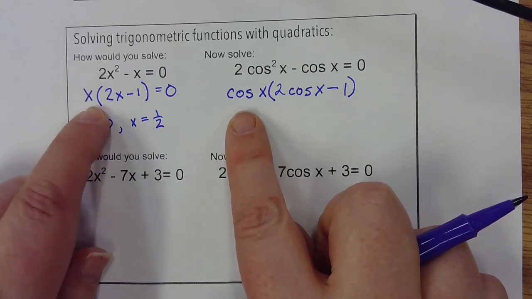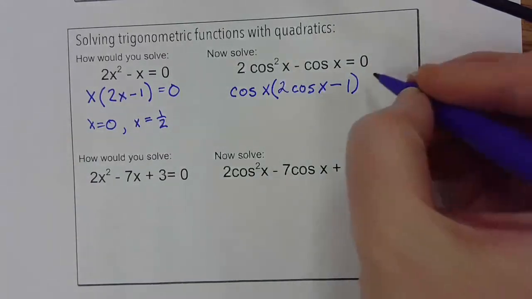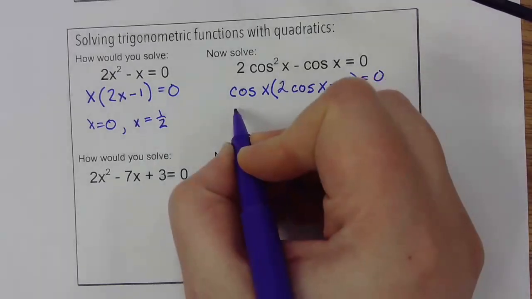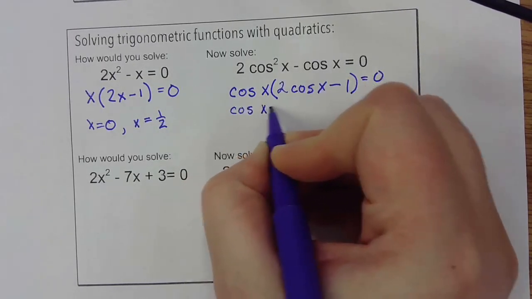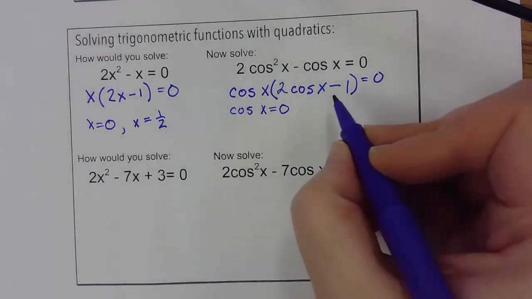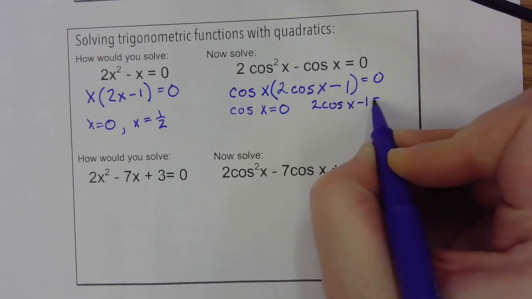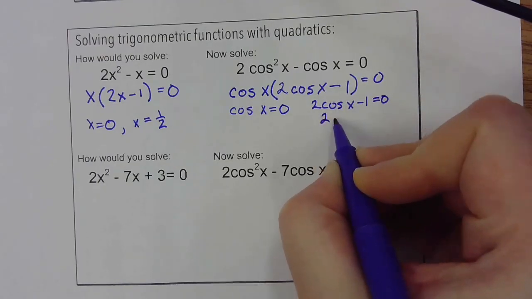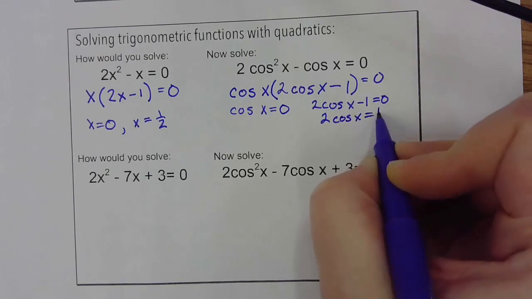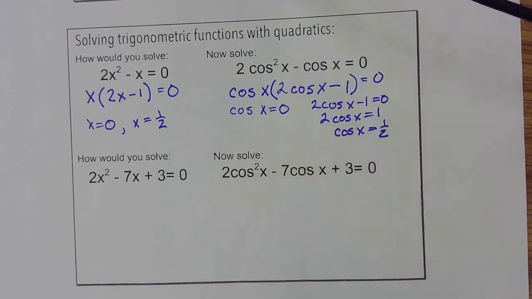So look at the similarities here. In this one, the x was the greatest common factor. In this one, it was cosine. And now I solve each one of these separately. So when is the cosine of x equal to 0? I'll get to that in just a second. In this case, 2 cosine of x minus 1 equals 0. I would add the 1 and divide by 2. And at this point, you guys, you've done pretty much all the solving you need to do.